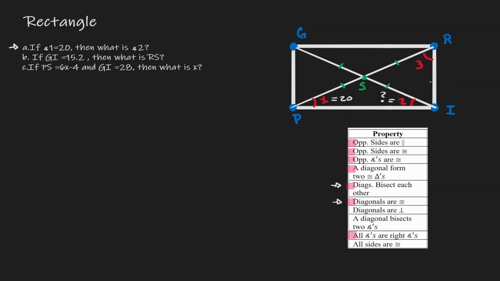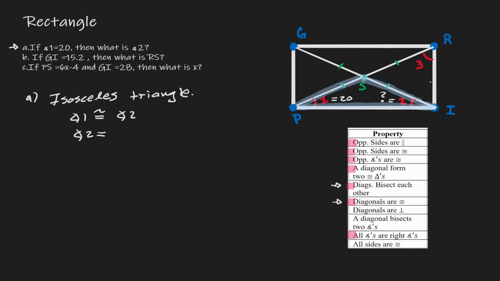And if they are all congruent to each other, then notice that we have an isosceles triangle here at the bottom. If we have an isosceles triangle at the bottom, then angle 1 is going to be congruent to angle 2. So therefore, angle 2 is equivalent to 20 degrees.